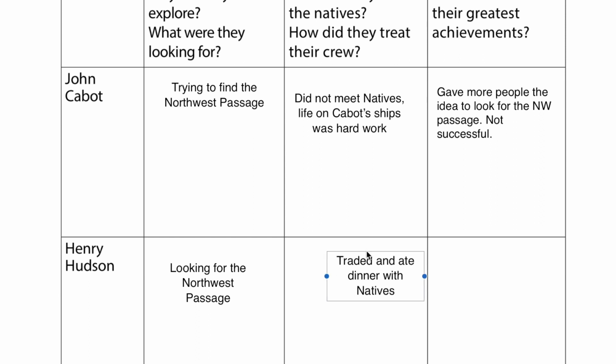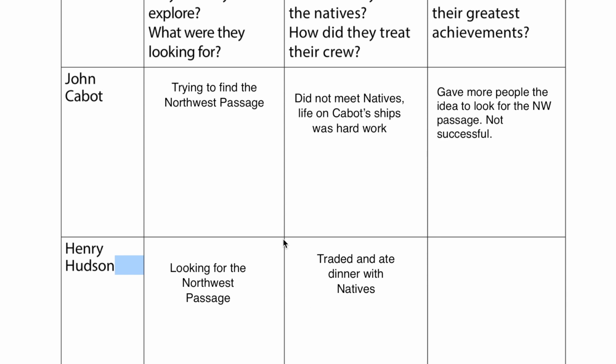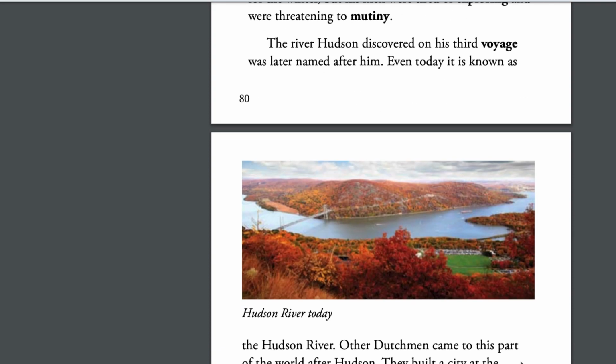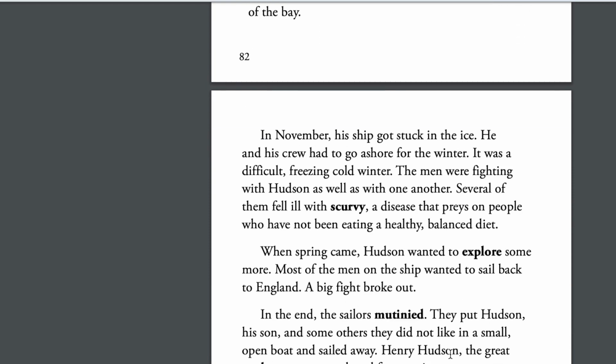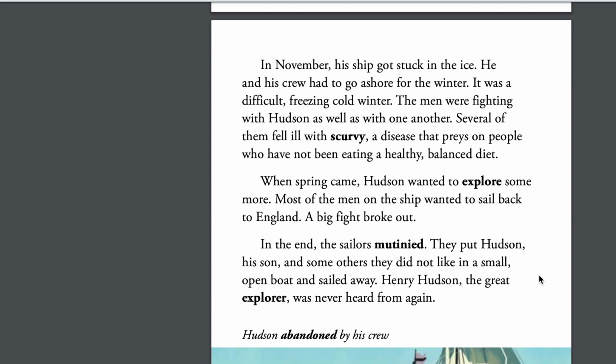Okay, but we have to say how he treated his crew, and I don't know if you remember, but it wasn't as good. Remember, it says his men were tired of exploring and were threatening to mutiny. That means they were going to revolt. Okay, and then remember further on, in the end, the sailors mutinied. They put Hudson, his son, and some others they did not like in a small open boat and sailed away. So eventually his crew were so upset with him that they left him.